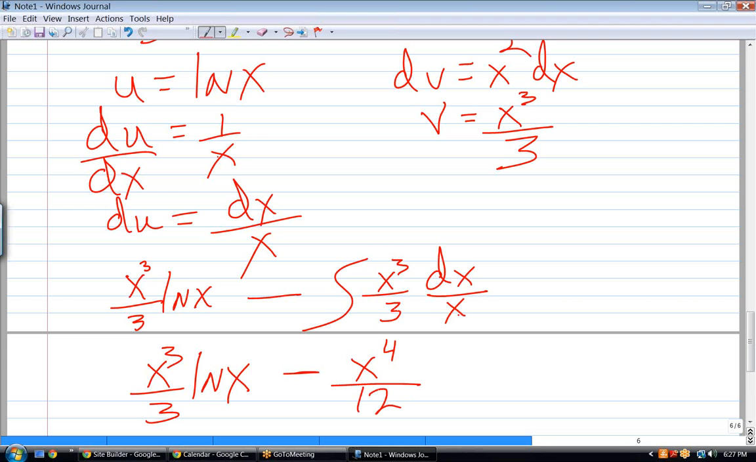Excuse me, let me back up a step. I forgot to reduce this. That x cubed over x reduces to an x squared. Then when you take the integral of it, it's x cubed over 9. You see that? I forgot to do this. So I'm really taking the antiderivative of x squared over 3, so it's not x cubed over 12, it's x cubed over 9.